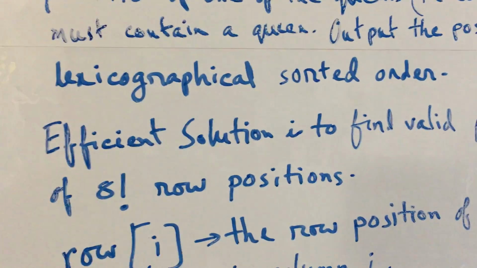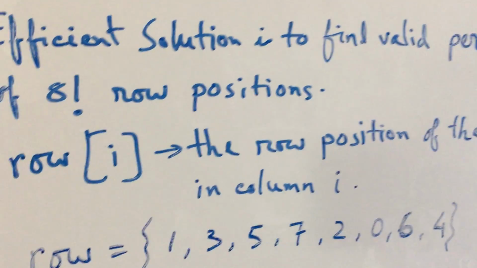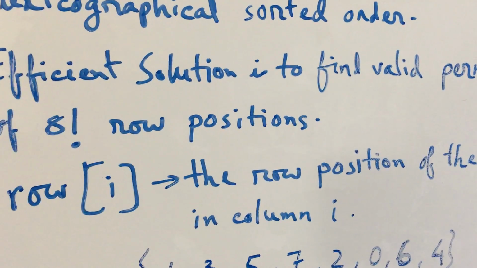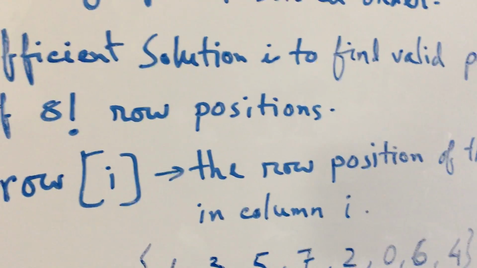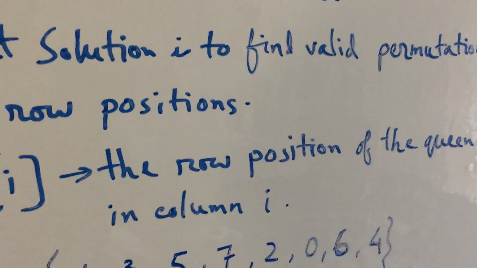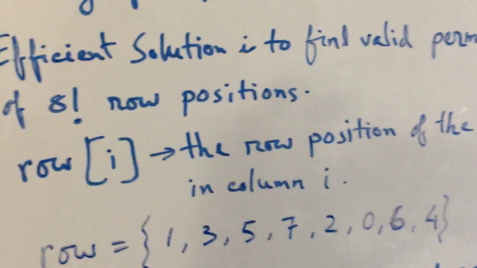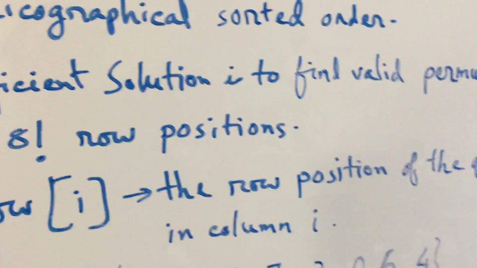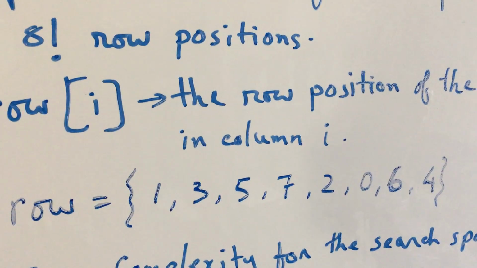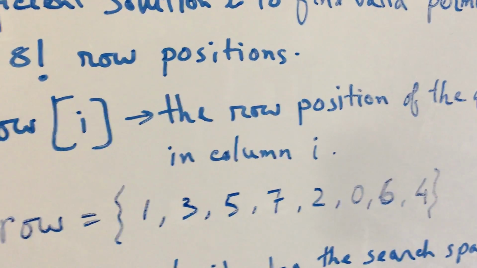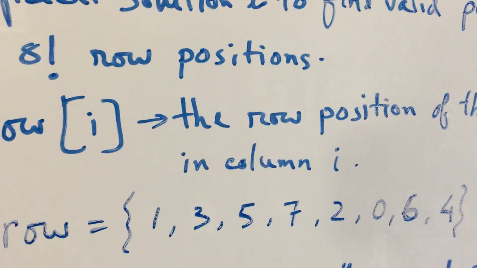place the queens' positions in a one-dimensional array. Suppose here we have a variable array which is called row, and row[i] means that in the column i we have the row position of that particular queen. So suppose here row is 1 3 5 7 2 0 6 4, that means at column index 0 the position of the queen is 1.